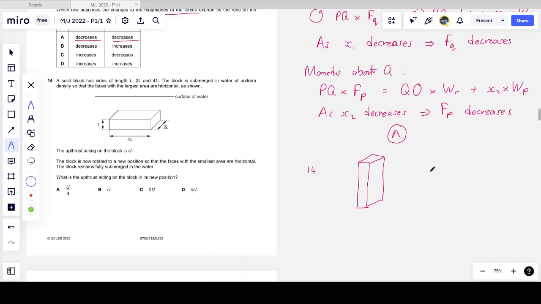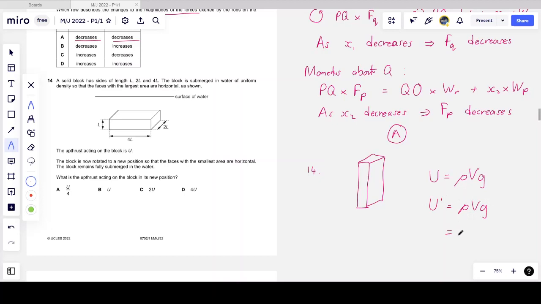Well, I'm just simply going to remind myself what upthrust is. Upthrust is density times volume times g. The density of the object is not changing, the density of water is not changing, the volume of the object, the volume of water displaced, remains the same because the object is fully submerged. So the total volume of the object is still underwater. And g is a constant. And so the new upthrust is still rho V g.